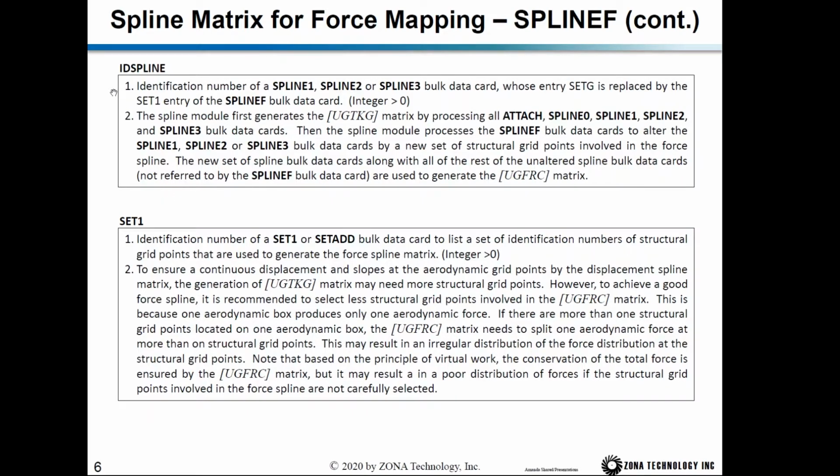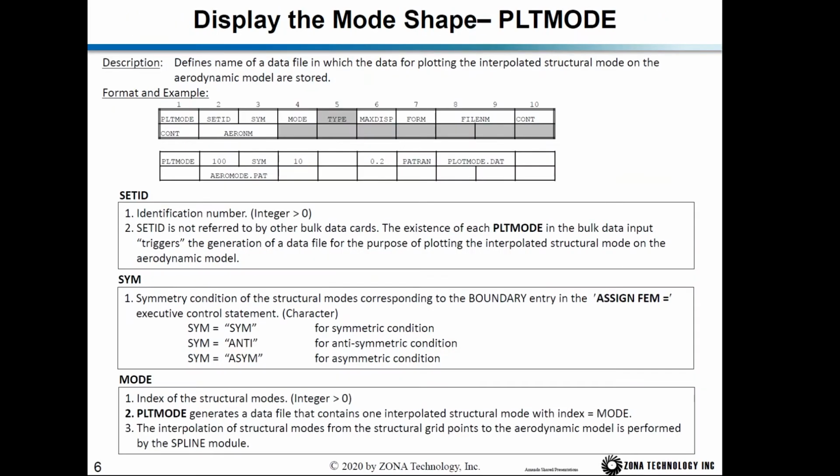So you use ID spline. You refer to a spline 1, spline 2, or spline 3 card, and in this spline card, the set 1 structural grid point IDs can be changed, so you can use different structural grids to create the force spline. And you can display the spline mode shape on the aerodynamic model by specifying an ID. This plot mode card is not referred to by any other card.